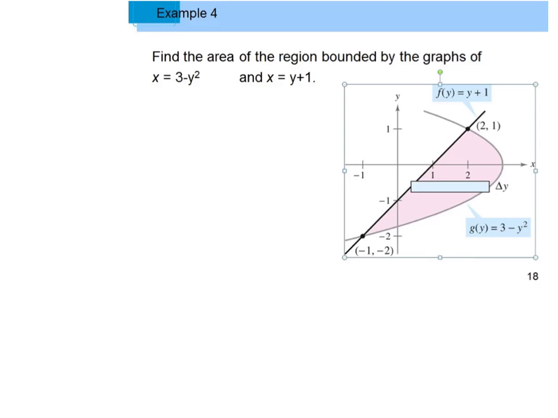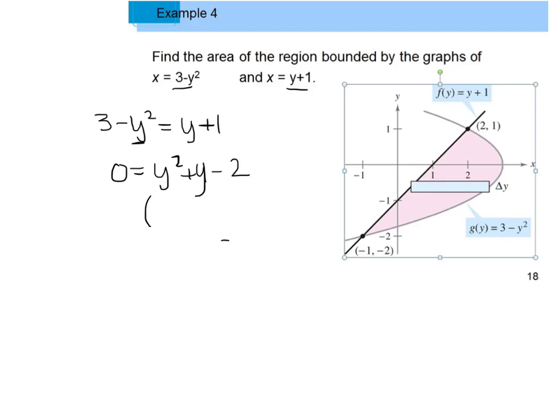Now, the process is still the same. I'm still going to find my points of intersection, and I'm going to find them by setting my two equations equal to one another. So I have 3 minus y squared equals y plus 1. I want to solve and I want a positive y squared, so I'm going to move the y squared over to the other side as well as a 3. So I end up with 0 equals y squared plus y, negative 3 plus 1 is actually going to give me, y squared plus y minus 2.